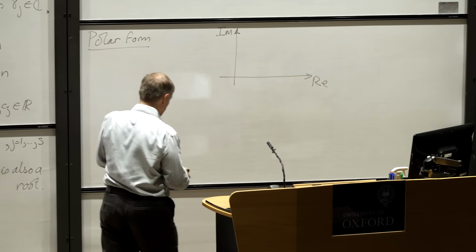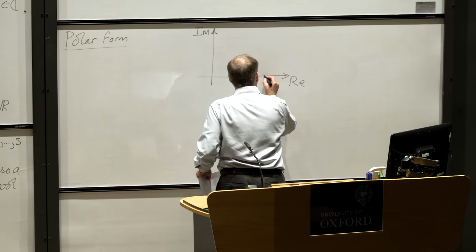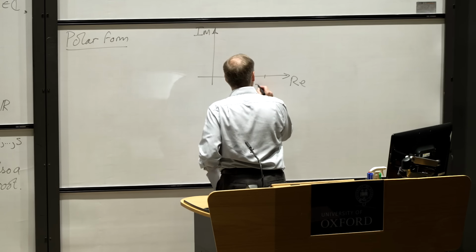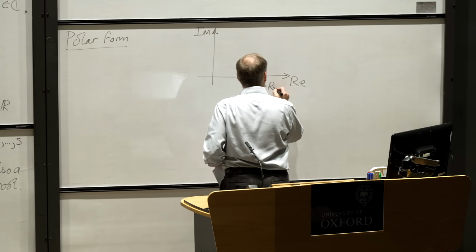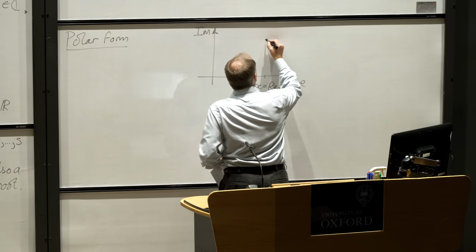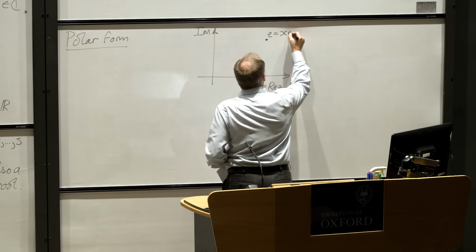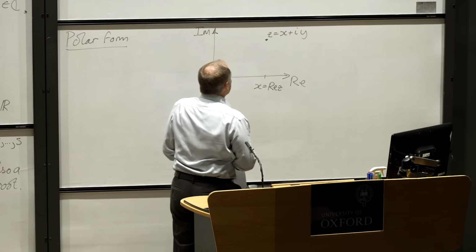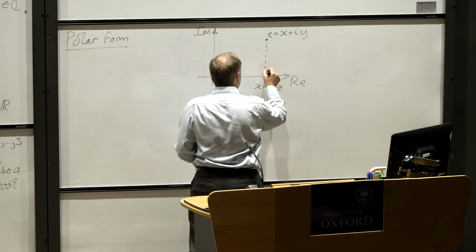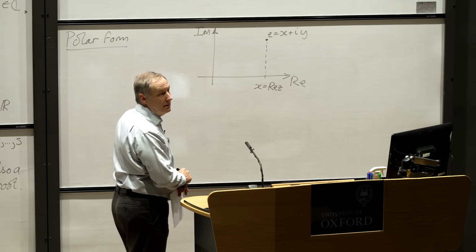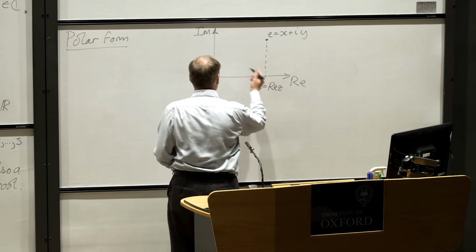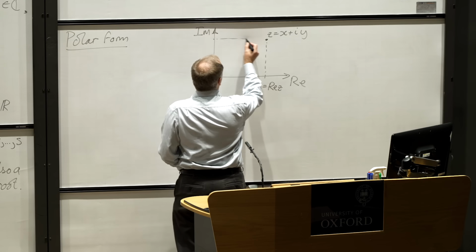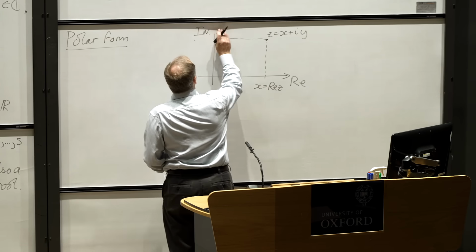Then I can put down here the real part of a complex number. Here, z is equal to x plus i y. And this is the real part, the abscissa, if you like. It's the x coordinate. And here's the imaginary part over here, and this is y.